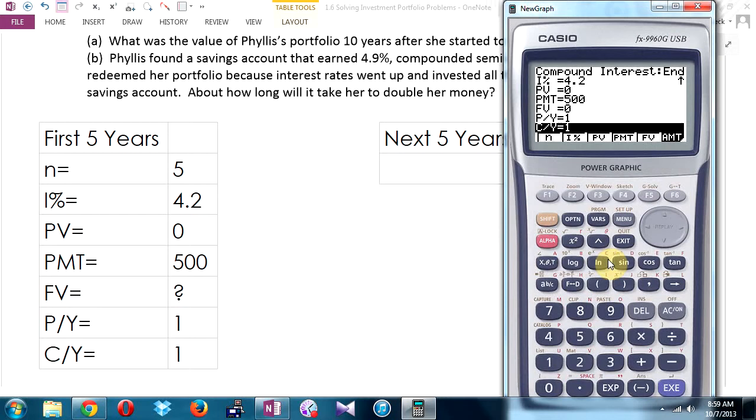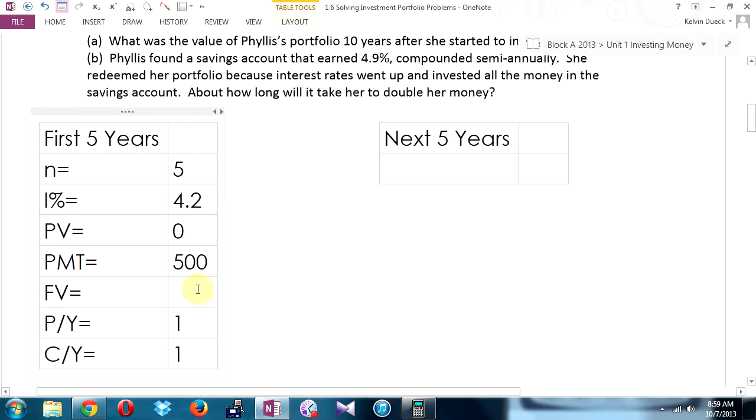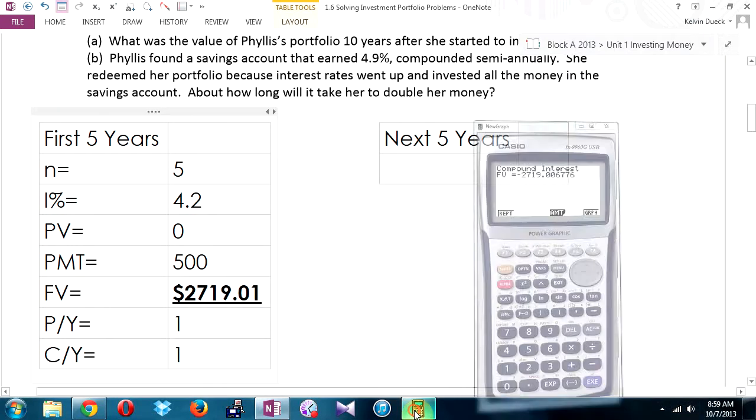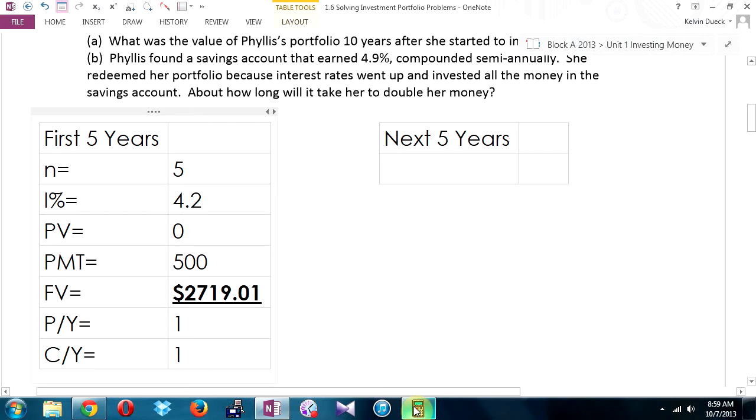What do we want to find here, Rach? Which is going to be F5. Ditch the negative, because it's assuming a loan. Looks like $2,719.01. Is that what it was? There you go. I'll even bold it and underline it so it looks like a proper answer.